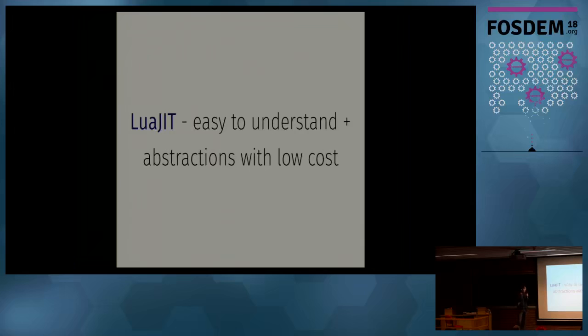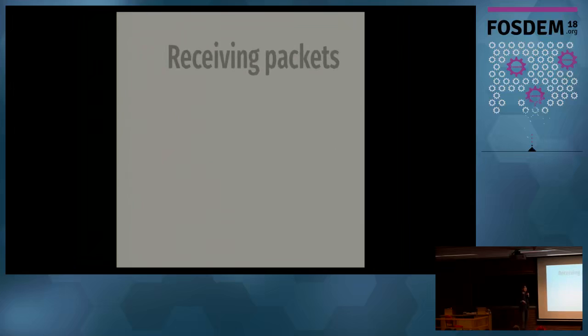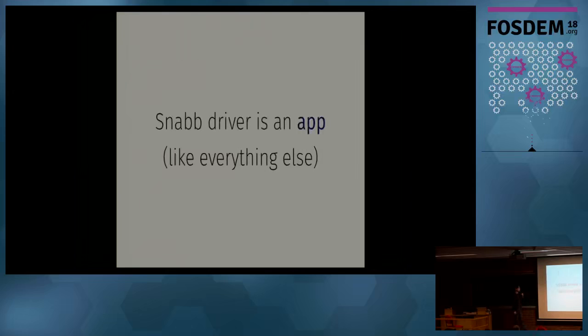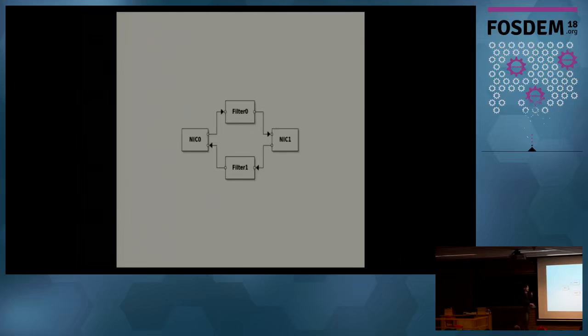I'm going to show you some code showing how this driver is implemented, and we'll talk about how the receive part of the functionality works. Briefly, a Snabb driver is an app like everything else in Snabb. A Snabb program is composed of a bunch of apps that are hooked up in a graph like this. For example, this has two instances of driver apps, connected to some filter apps. You can create various combinations of apps in interesting graphs that give you the functionality that you want.